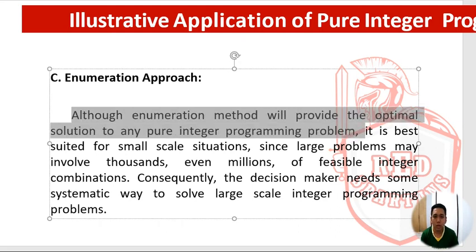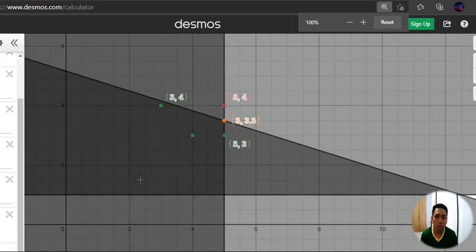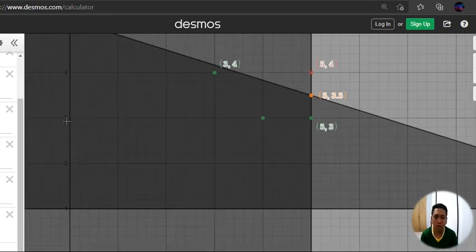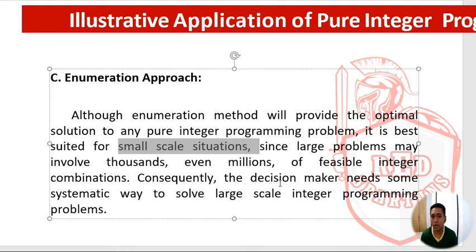But to get the optimum value, you need to check all possible points. Although the enumeration method will provide the optimum solution to any pure integer problem, it is best suited for small-scale situations. What do small-scale situations mean? What if our values are in the hundreds: 100, 200, 300, 400, 500? How would we plot that? You would check 391, 399, 398, 397, 396. You would list every integer. We would be there until finals if we did that one by one. Or as our slide says, we could only use the enumeration approach when it is small scale, when the computation is small.